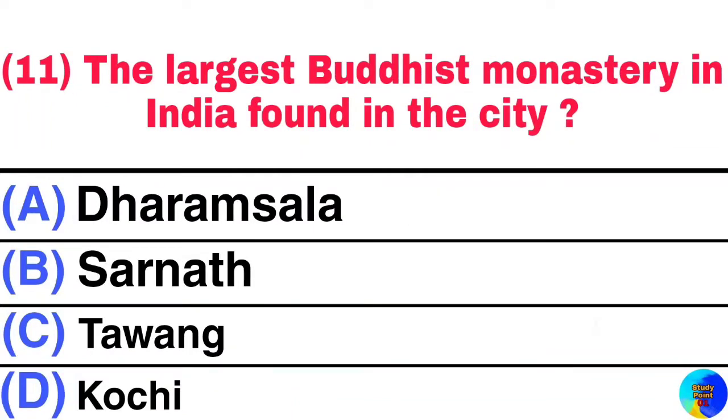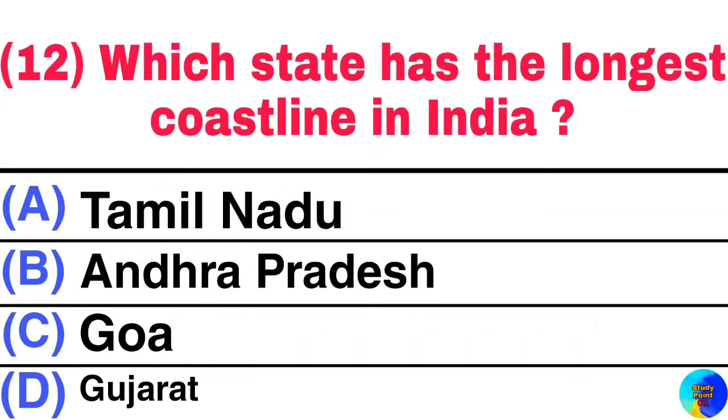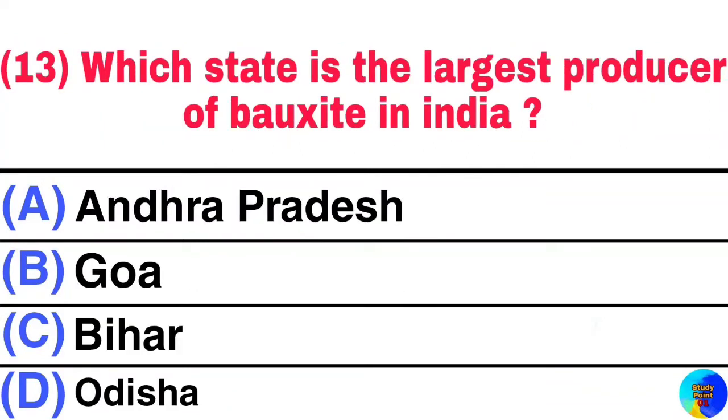Question number 11. The largest Buddhist monastery in India found in the city? A. Dharamshala, B. Sarnath, C. Tawang, D. Kochi. Answer. Tawang. Question number 12. Which state has the longest coastline in India? A. Tamil Nadu, B. Andhra Pradesh, C. Goa, D. Gujarat. Answer. Gujarat. Question number 13. Which state is the largest producer of bauxite in India? A. Andhra Pradesh, B. Goa, C. Bihar, D. Orissa. Answer. Orissa.